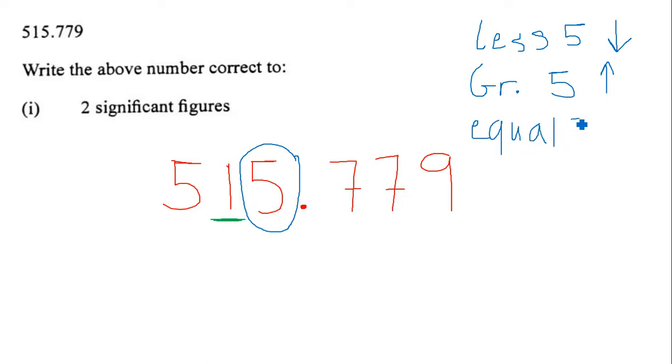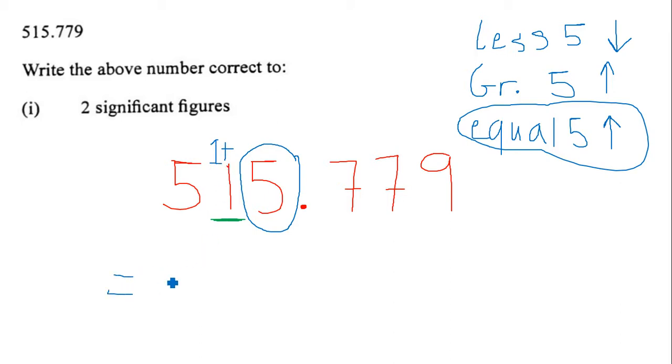Okay, so if it's equal to 5, we still round up. Is 5 less than 5, greater than 5, or equal to 5? Equal to 5. And so that means that we have to round up. We're going to add 1 to this, and that'll leave us with 52, and everything else becomes 0.